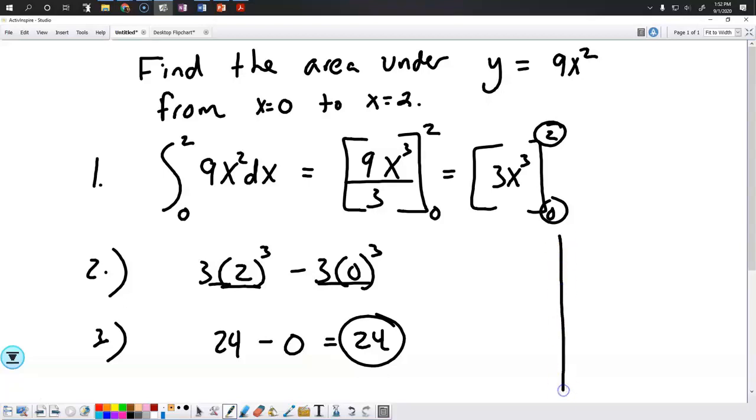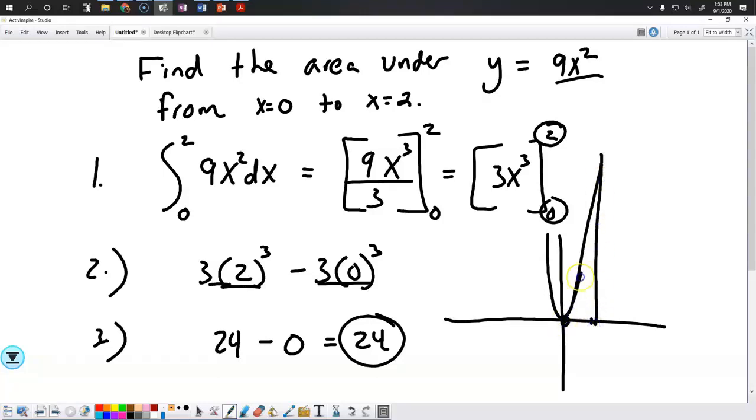What would this look like? You don't need to draw this, but if you graphed 9x squared, it's going to be like a really skinny looking parabola. Okay? And what we just found was the area from 0 to 2. So it's almost like a triangle, but it's bending, it's curving, so it's not really a triangle. So we just found this area here under that parabola, which is 24.